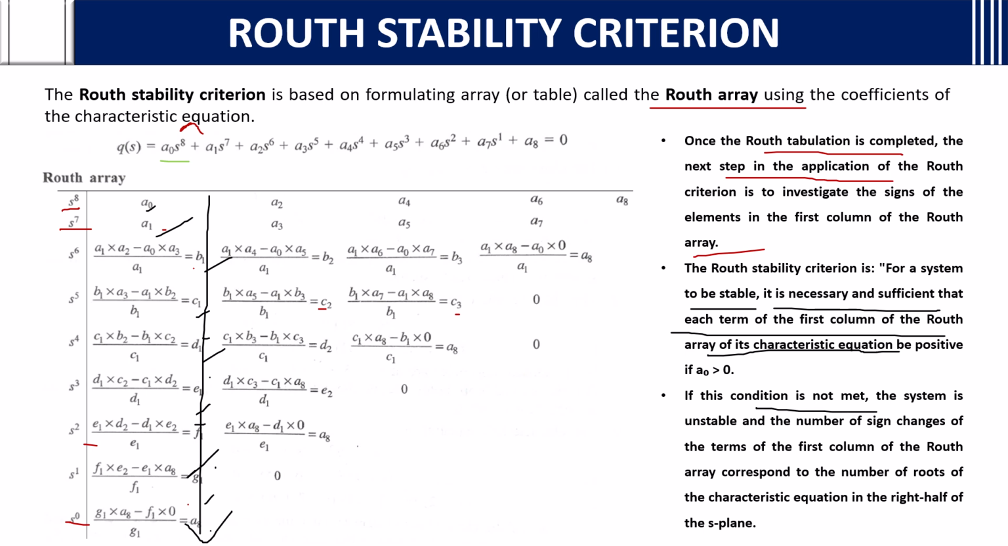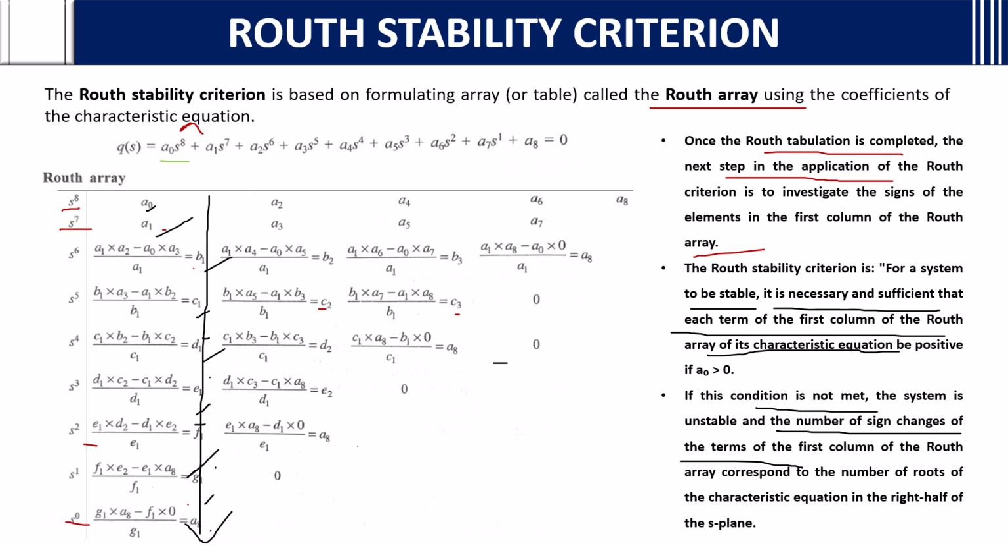If this condition is not met, the system is what? Unstable. The number of sign changes of the terms of the first column of the Routh array corresponds to the number of roots of the characteristic equation in the right half of the S-plane. As we know from the previous video, if the roots are on the right half of the S-plane, then the system is unstable. When A0, A1, B1, C1 are not all positive, there will be some sign changes.